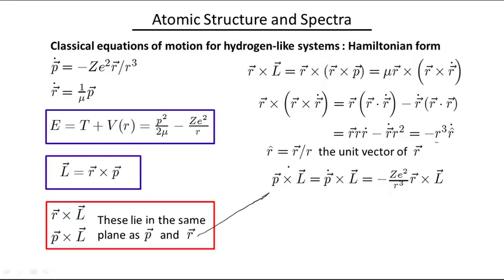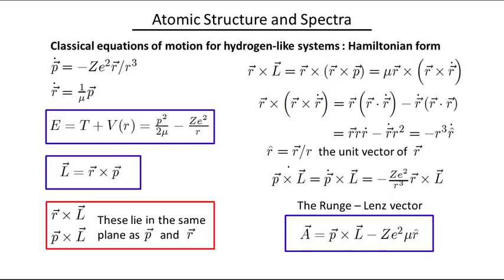Now, what about p cross L? Let's look at the time derivative of p cross L. This is an obvious identity since L dot is 0, and so we now get another cross product for r cross L. So in other words, let's just see where that takes us.